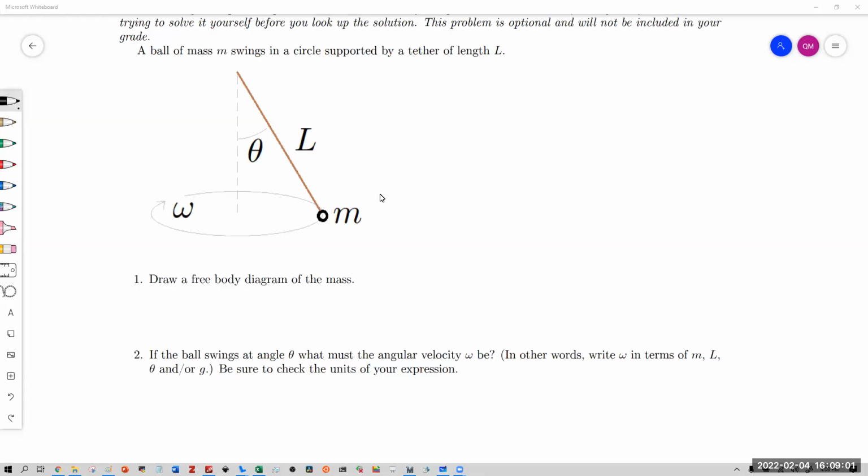Hello, in this video, I'm going to show you how to solve this problem involving a tether ball. So we have a ball of mass m. It's on a tether of length L, and it's swinging around at angular velocity omega.